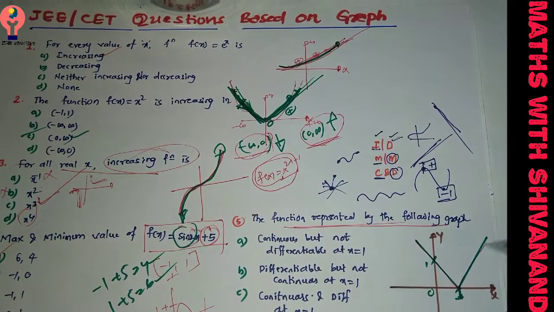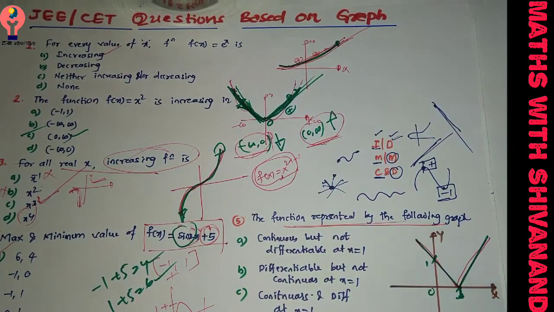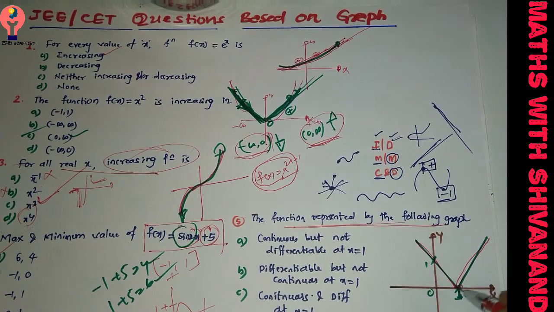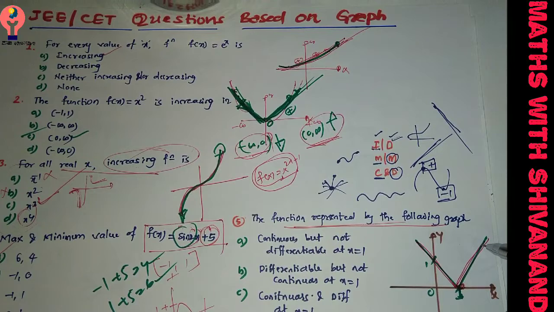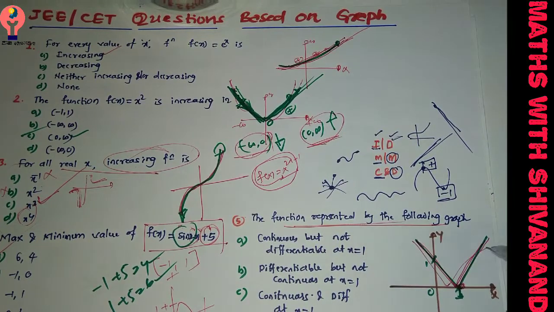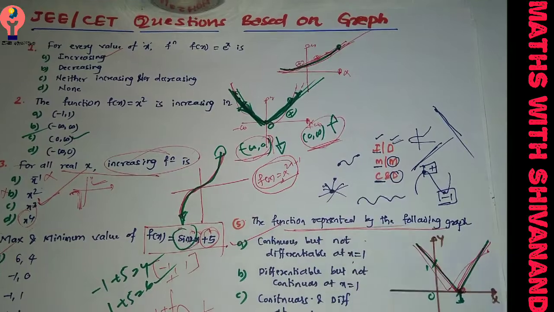Can I draw this graph without lifting my pen? Definitely. Hence it is continuous. Do you find any sharp edge or corner point here? Yes, it's there, at x equal to 1. At x equal to 1, it is not differentiable. And it is continuous. Hence the option is continuous but not differentiable at x equal to 1.